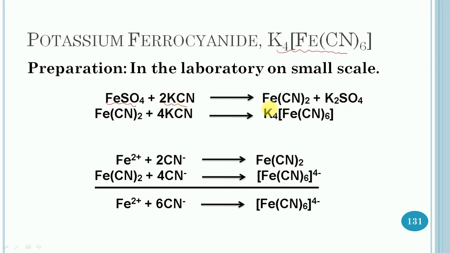potassium cyanide. First of all, light green solid iron cyanide will get formed. Then it can re-dissolve in potassium cyanide to get converted into potassium ferrocyanide. Then the solution is evaporated, cooled, and crystals of potassium ferrocyanide separate out. So these are the ionic equations in this case.